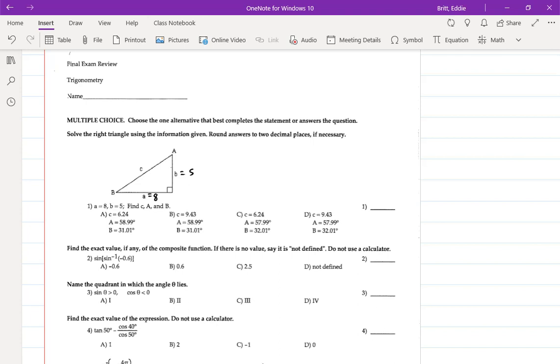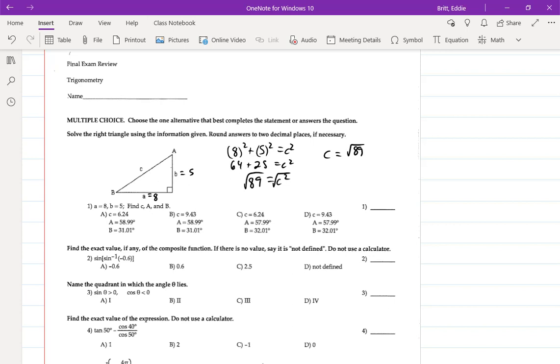Alright, so the easiest thing to first find is side C, of course, because you can use the Pythagorean Theorem. So it's a squared plus b squared equals c squared, or this would be 8 squared plus 5 squared equals c squared. So that's going to be 64 plus 25 equals c squared, or 89 equals c squared. And so if you take the square root of both sides of the equation, you'll have c equals the square root of 89.